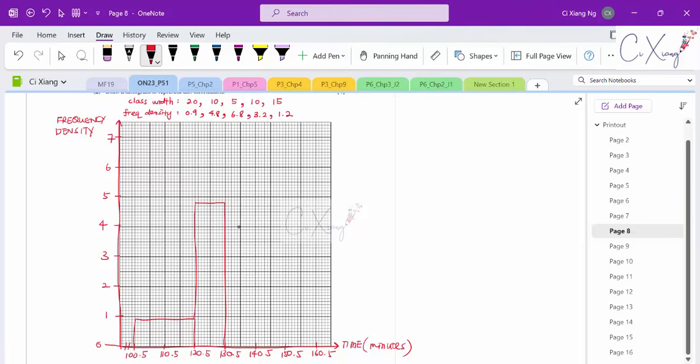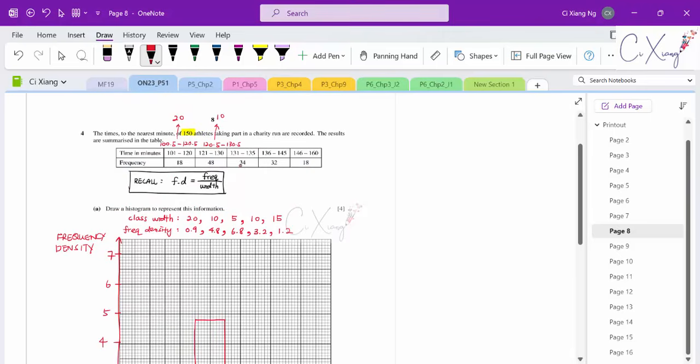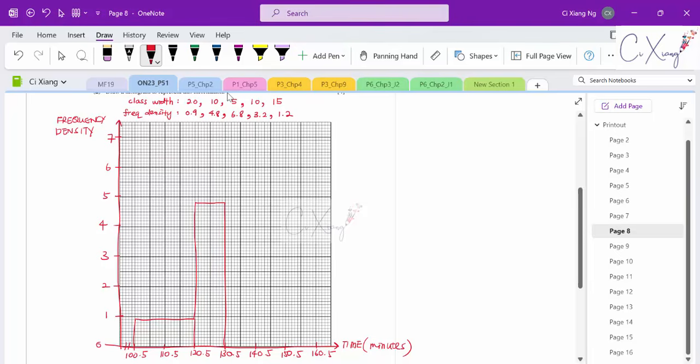So you can see that the first bar and second bar have different class widths and therefore their widths are different when you sketch the bars in the histogram. Then the third class is 130.5 to 135.5 and the frequency density is 6.8. So again, 6.8 is somewhere here and I want to draw only for a class width of 5. So it should be something like this. So it is a very slim bar. Okay, so please repeat the same thing for the last two classes.